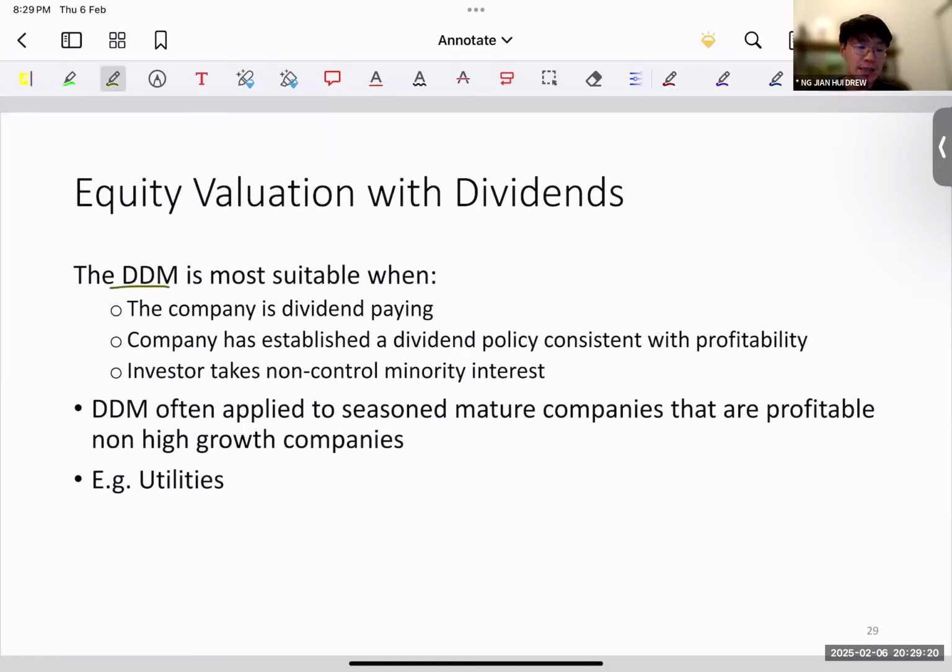So the dividend discount model. Basically, this method is probably the simplest method, and we are just looking at the dividends of any firm that pays dividends. If they have a constant, consistent dividend policy, then we can value a firm using how much dividends they are paying out. Generally, it is for more seasoned, mature companies. They are profitable and stable, for example, utilities companies.